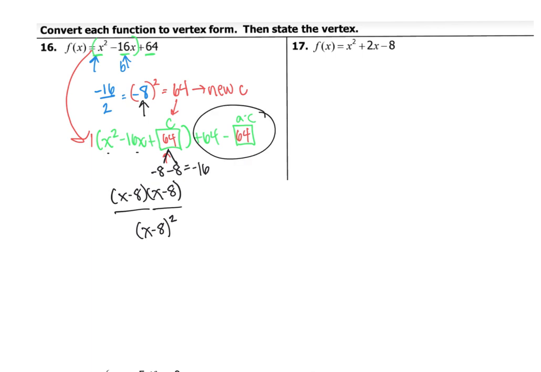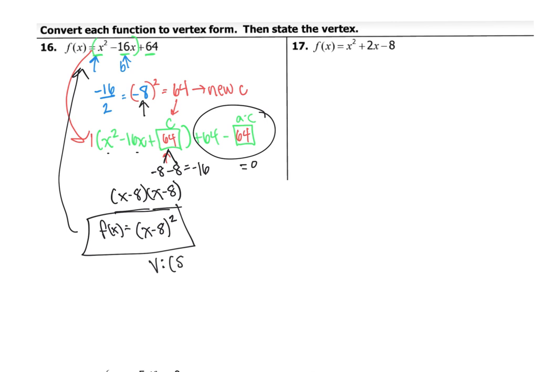And then I just compute what I had on the outside. I had 64 minus 64, which is 0. So I don't need to put anything down here. We're going to finish it off by putting f of x equals x minus 8 all being squared. Now this is in vertex form. It is the same as the above equation, but from this expression of it, I can tell what the vertex is.